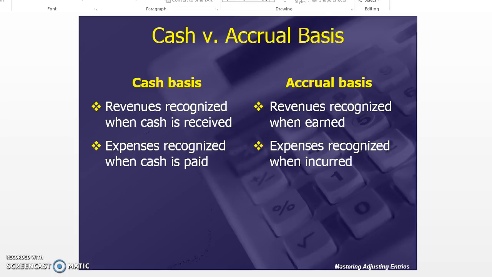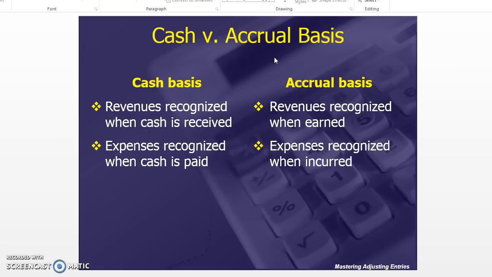Likewise with expenses. We're not concerned when the expense is incurred. We are only concerned when we pay that expense. So as soon as the money leaves our hands, we will then recognize the expense. Cash basis is very different from the accrual basis of accounting. Under the accrual basis, we're not concerned with when the cash comes in or when the cash goes out.